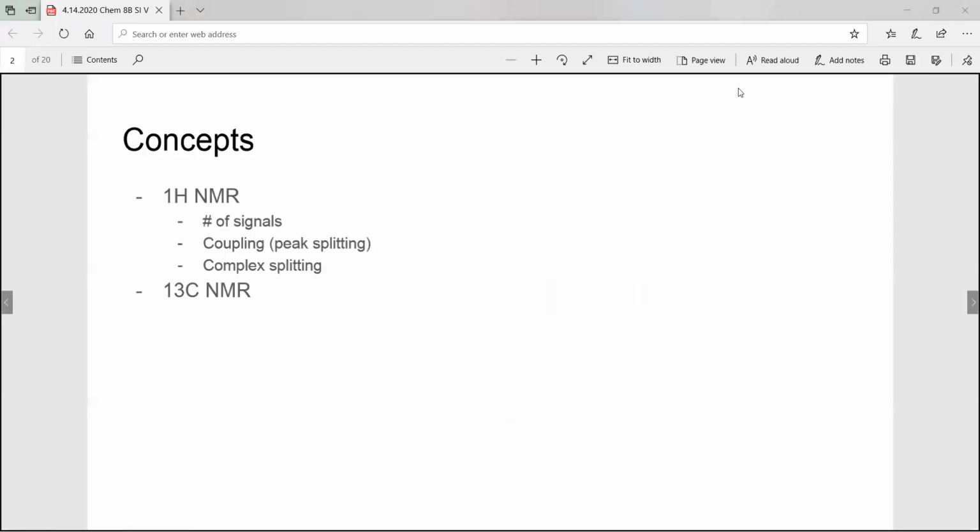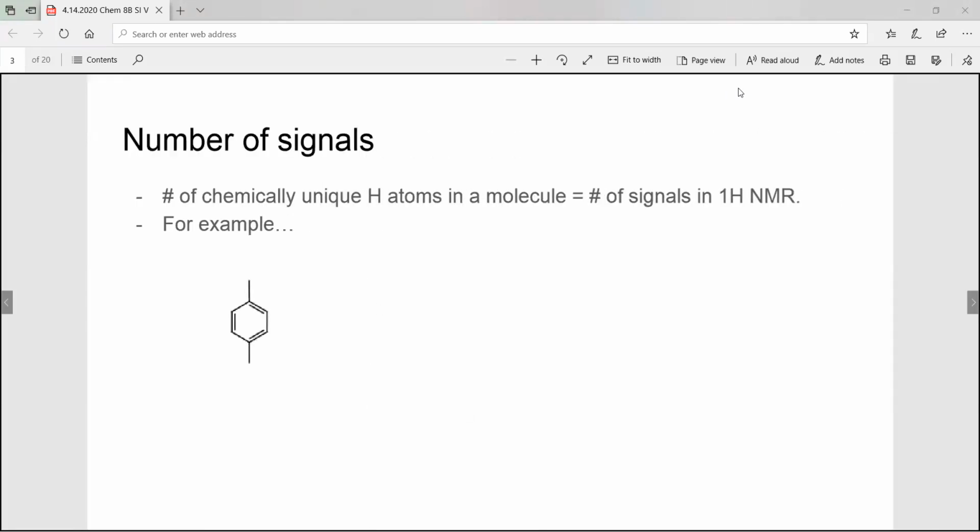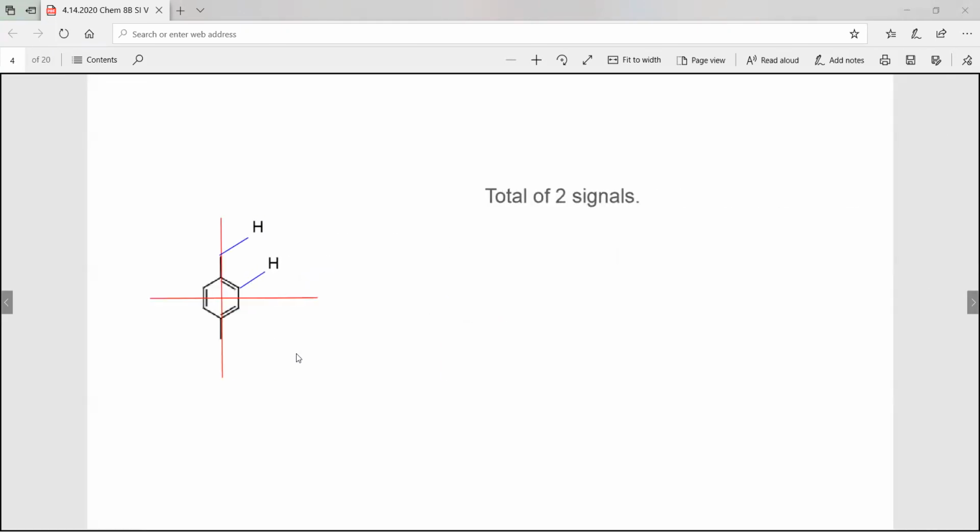The concepts we'll be talking about today are proton NMR and carbon-13 NMR. Let's review the number of signals that a molecule will produce from proton NMR. The number of signals equates to the number of chemically unique hydrogen atoms. So for example, this molecule would have 2 signals because it has 2 chemically unique hydrogens.